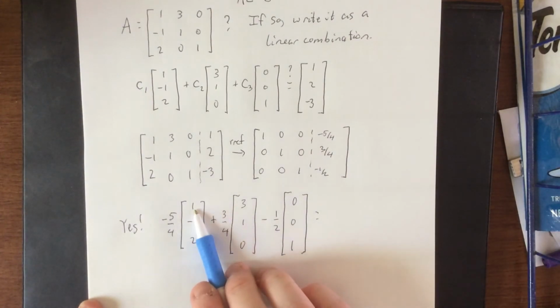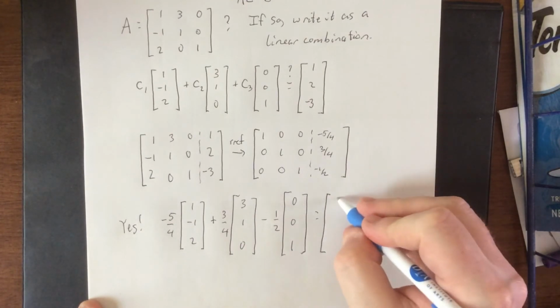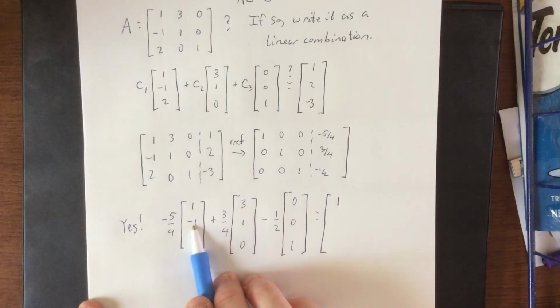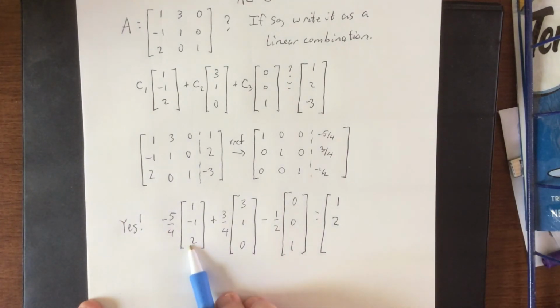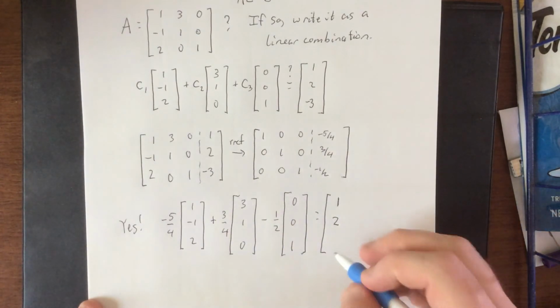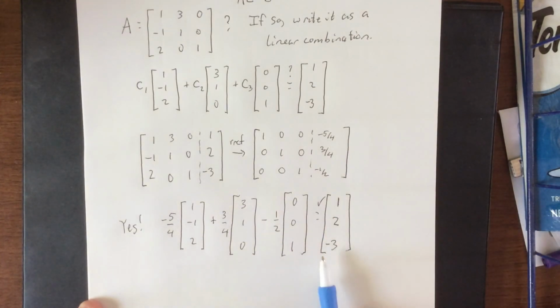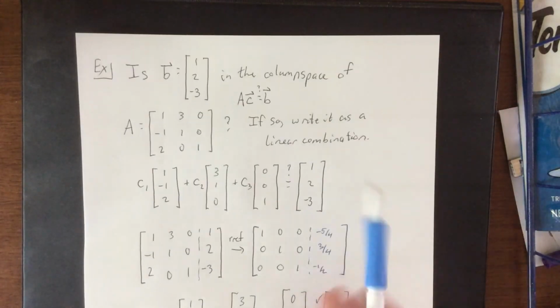So this is -5/4 plus 9/4. -5/4 plus 9/4 is 4/4. For the second entry, this will be positive 5/4 plus 3/4, that is 8/4, that is 2. This will be -5/2 plus 0 minus 1/2, that's -6/2, which is -3. So that does indeed verify that this linear combination is equal to the vector [1, 2, -3]. Very good.